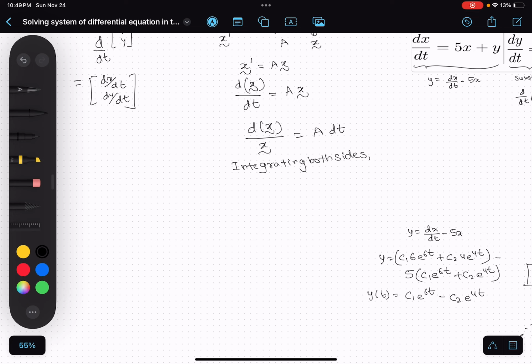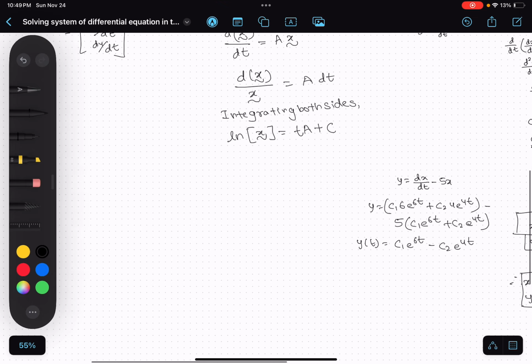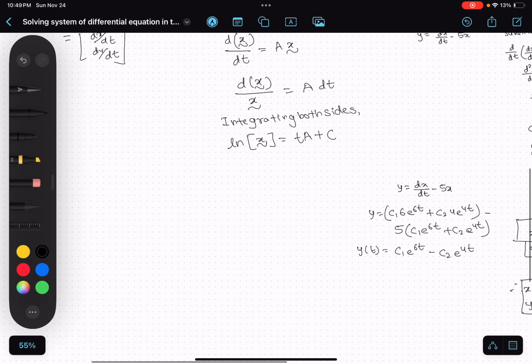Integrating both sides, that will be log, and we can also define log for vectors using the series. Yeah, we'll definitely look into that. Now the log of this x tilde will just be ta plus some constant c, right? Okay, and this c needs to have the same order as the other vectors, and then our x tilde will just be e to the power ta dot e to the power c, right?